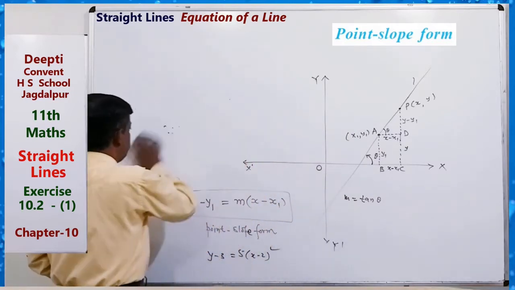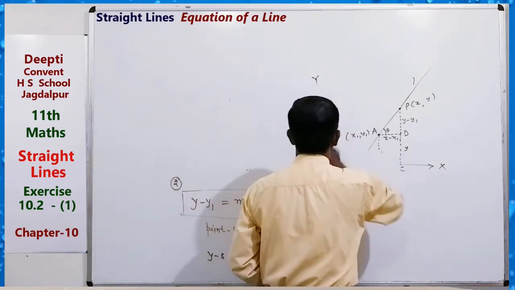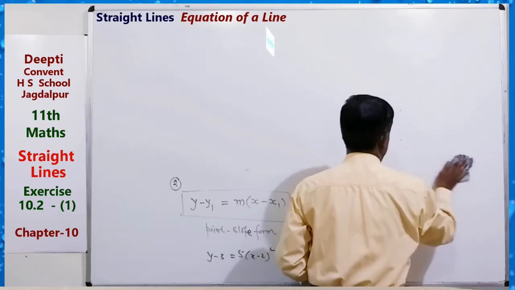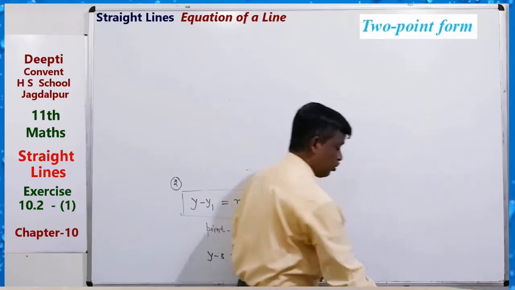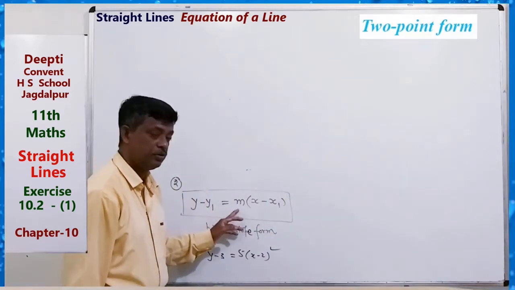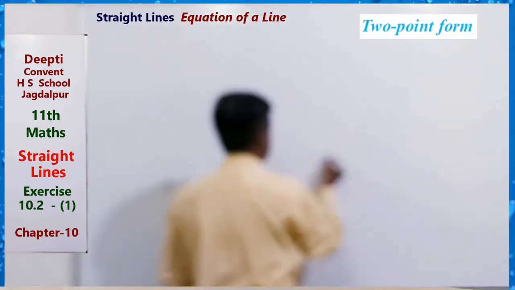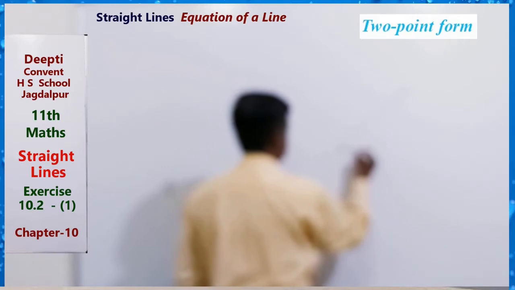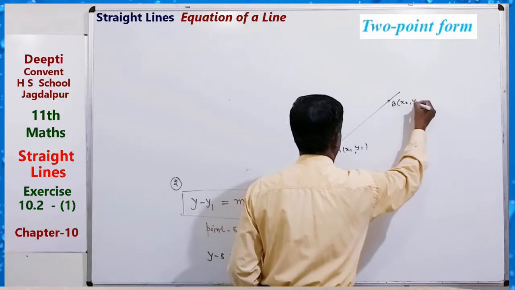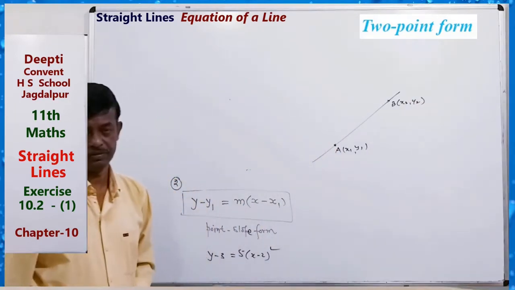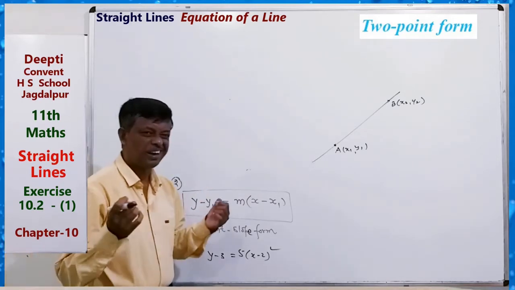Now, in this formula, if we are given the line passing through 2 points, not the slope. This is our known formula when we know the slope and a passing point. If a line passes through 2 points, suppose point A (x1, y1) and another point B (x2, y2), and we want to write the equation of the line.